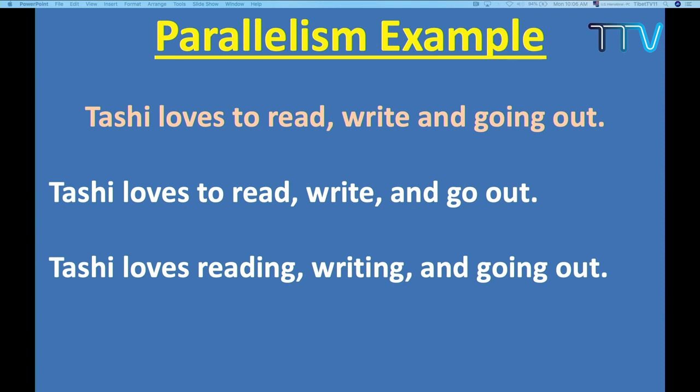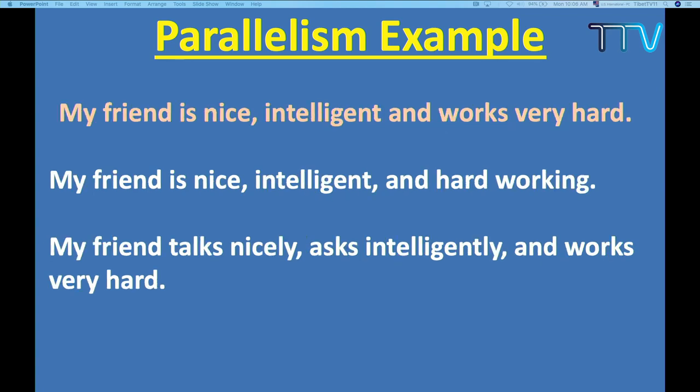So we have to be very careful. Let us take another example. My friend is nice, intelligent, works very hard. If you look at this, when I begin my sentence, I'm talking about the adjective. My friend is nice, intelligent, smart, and then all of a sudden I talk about works very hard. So you see the form is not the same.